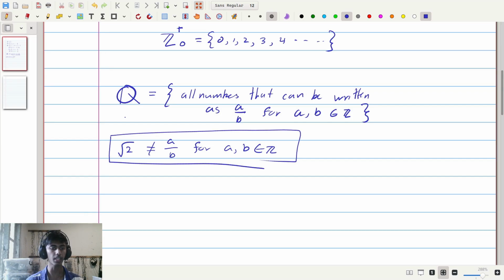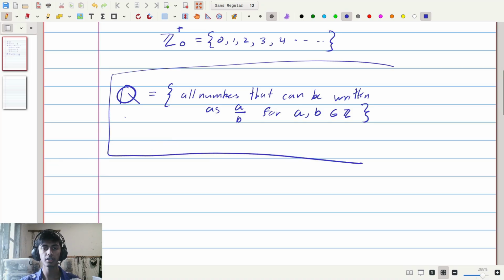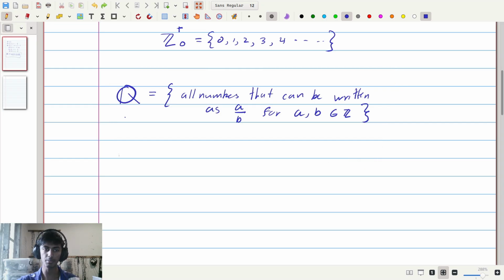I'm going to use the classic proof by contradiction method, saying assume that root 2 can be written as a divided by b for some integers a, b, and then show that there's a contradiction in that both a and b need a common factor. This is the set Q containing all numbers that can be written as a divided by b for some integers a and b. This does not contain numbers like root 2, and for those numbers we add this.